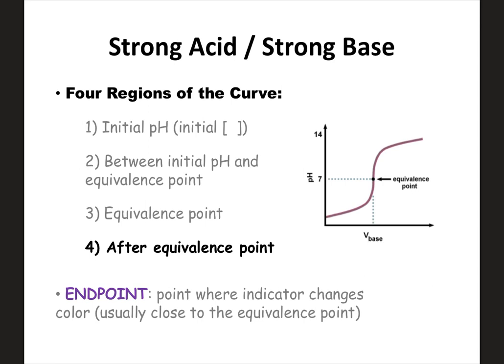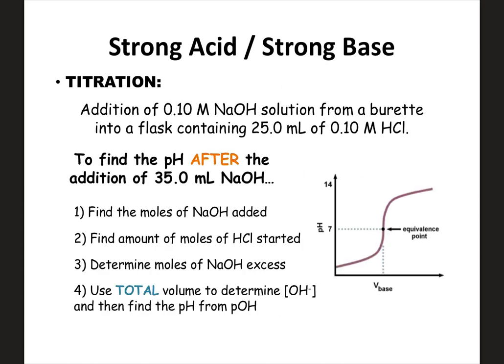Obviously, the salt that forms is going to be there as well, but that's not going to contribute to the pH. So it's just the titrant that we added. Our original analyte has been destroyed because we're now after the equivalence point here. These are the steps you would follow in order to determine the pH after the equivalence point. So we want to find the pH after we added 35 milliliters of NaOH.